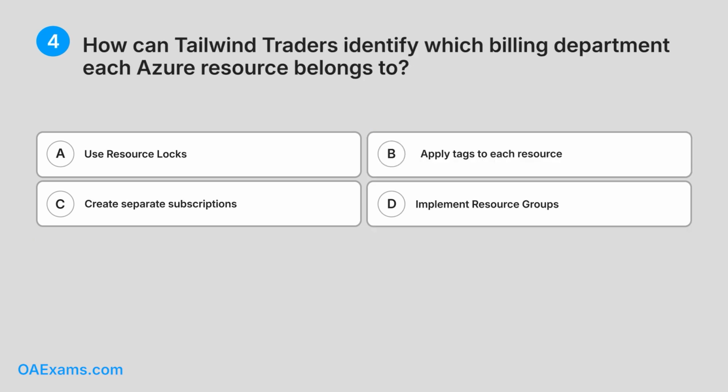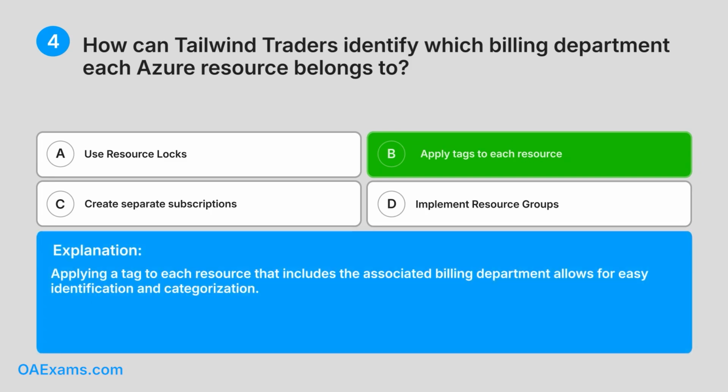4. How can Tailwind Traders identify which billing department each Azure resource belongs to? A. Use resource locks. B. Apply tags to each resource. C. Create separate subscriptions. D. Implement resource groups. What do you think is the answer? Correct answer. B. Explanation. Applying a tag to each resource that includes the associated billing department allows for easy identification and categorization.